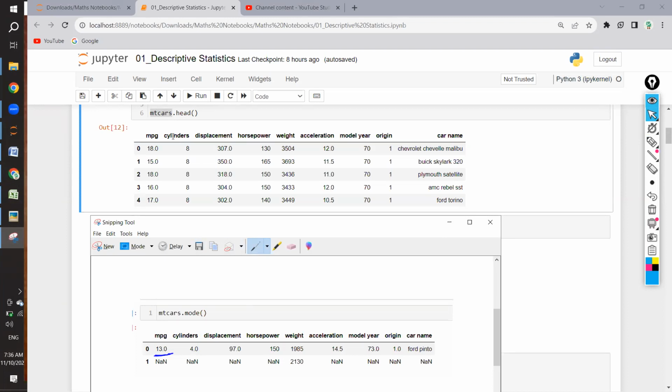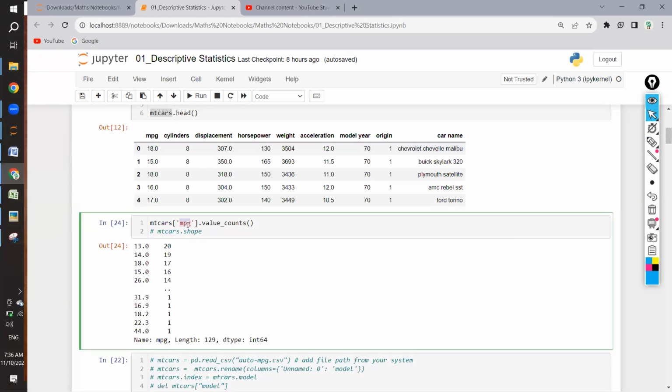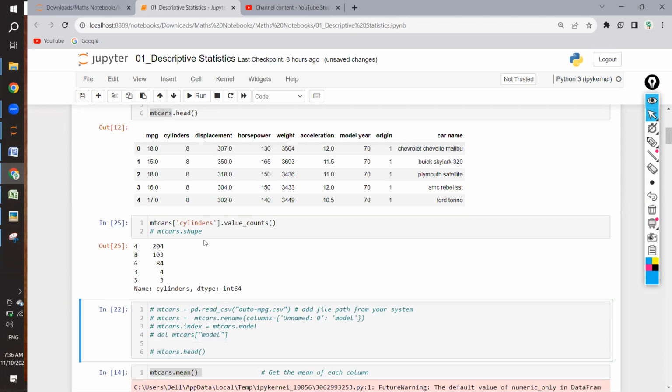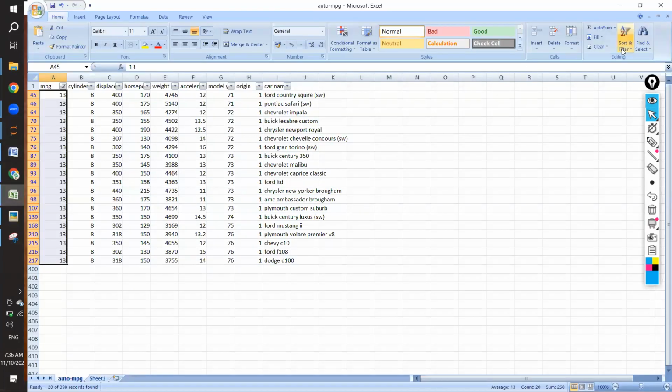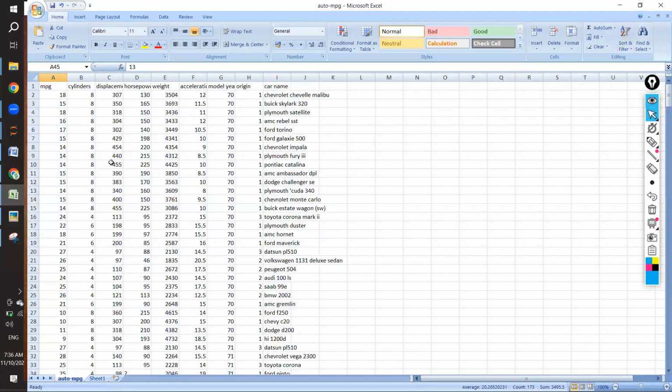Now for cylinders, if I take cylinders, what is this? Number 4. As you can see, there are different numbers; 8 is repeating just 1 or 3 times, but for 4 there is a larger number. Here we are not seeing the whole data frame, it will show only 5. But if you just filter it out, you can see the cylinder is having some 4 value also.